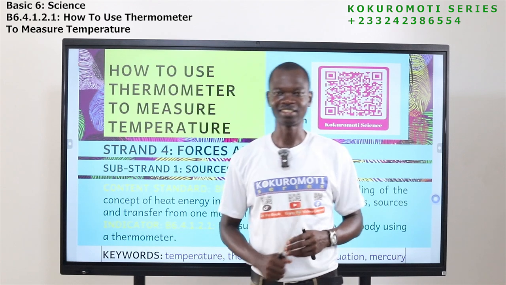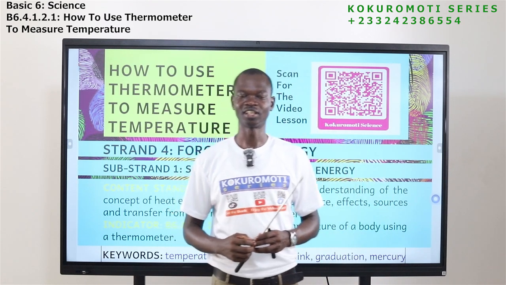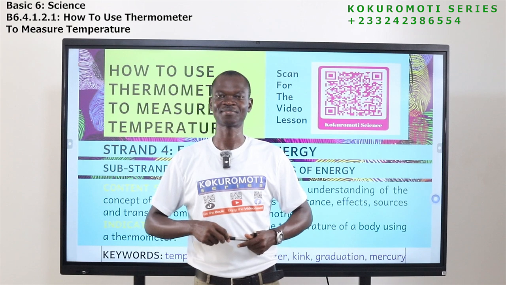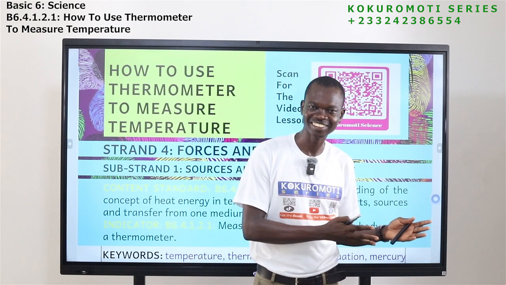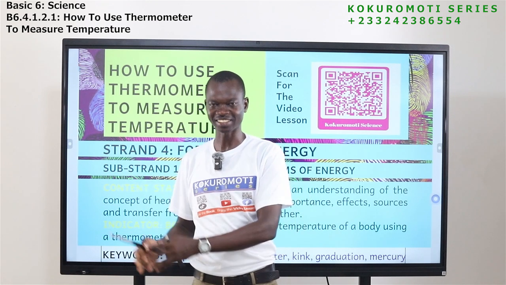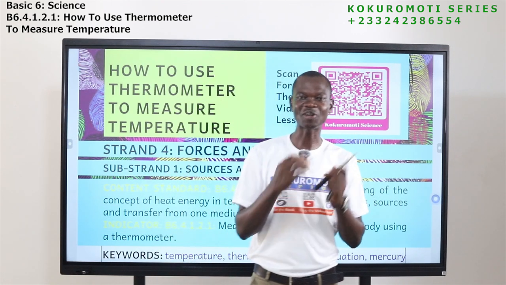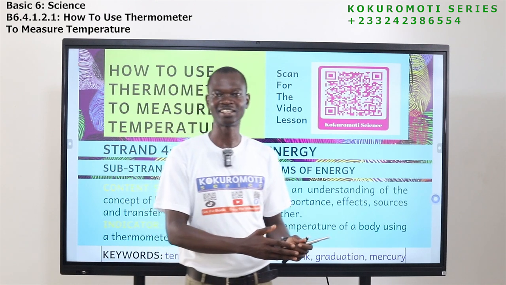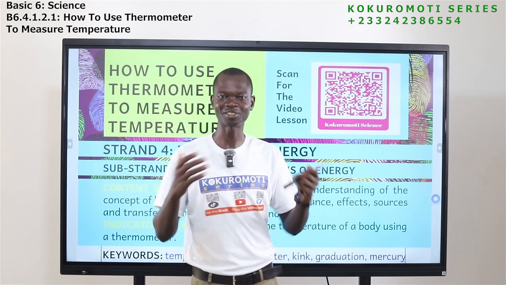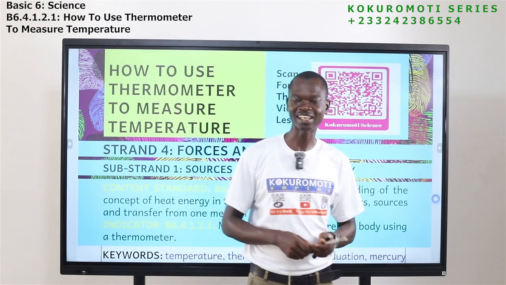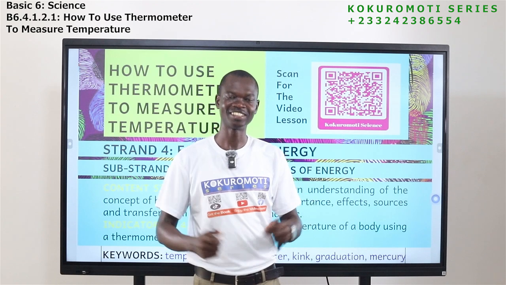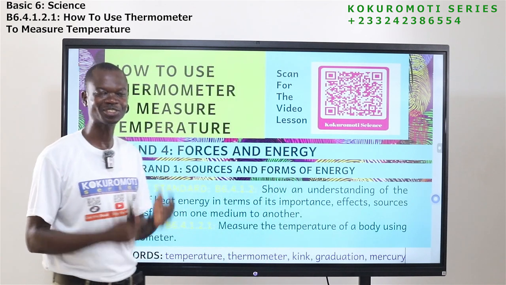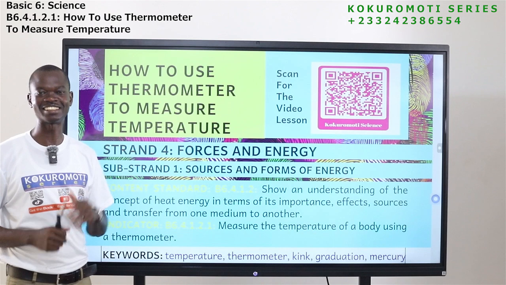In our previous lessons, I remember very well that in class 4 and class 5, I taught you about temperature and about thermometer. So what is temperature? Temperature is how hot or how cold a substance is. For you to know how hot or how cold a substance is, you have to measure. And what instrument do we use? That instrument is called a thermometer. A thermometer is a device, an instrument, a machine that is used to measure temperature. Today, we are going to look at how to use a thermometer. In fact, you will enjoy the lesson, pay attention.